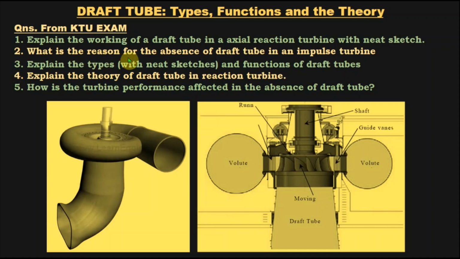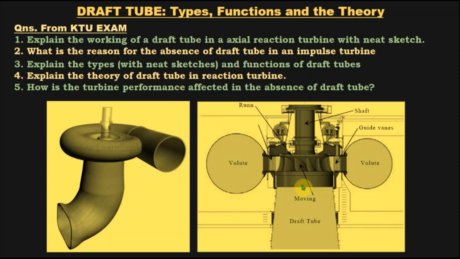What is the reason for the absence of draft tube in an impulse turbine? Explain the types with neat sketches and functions of draft tubes. Explain the theory of draft tube in reaction turbine. How is the turbine performance affected in the absence of draft tube?